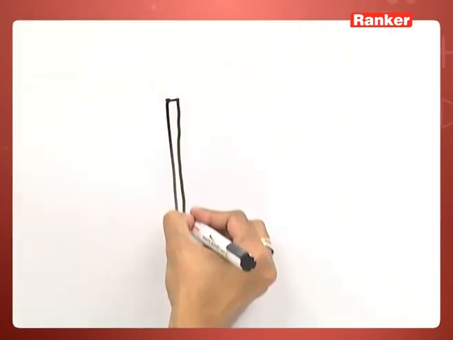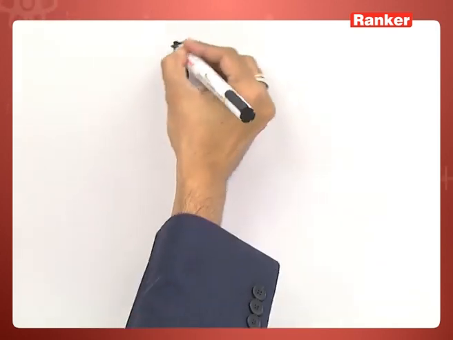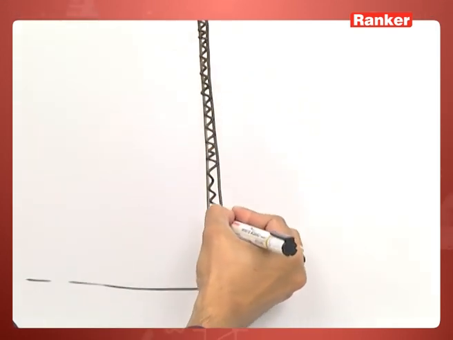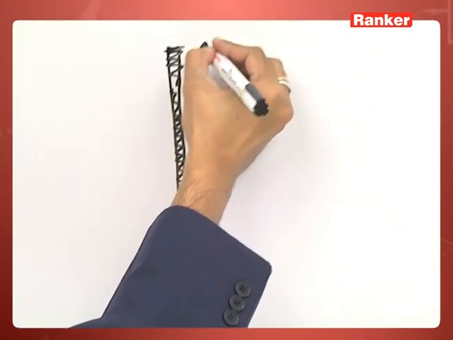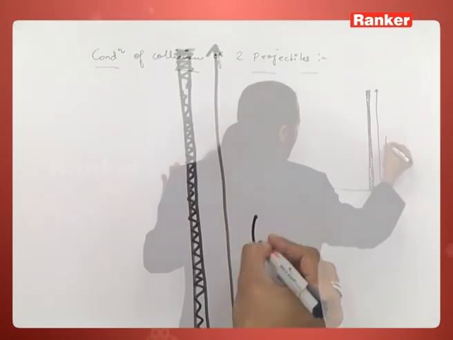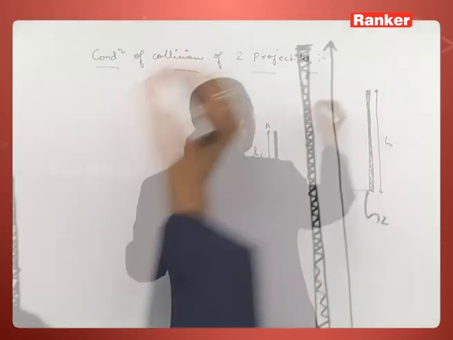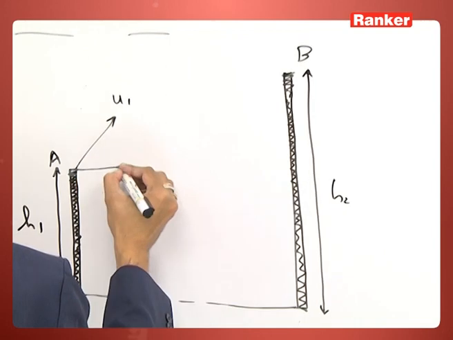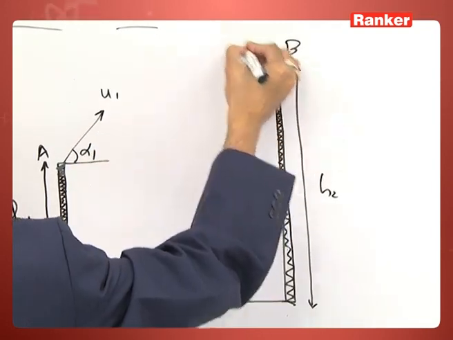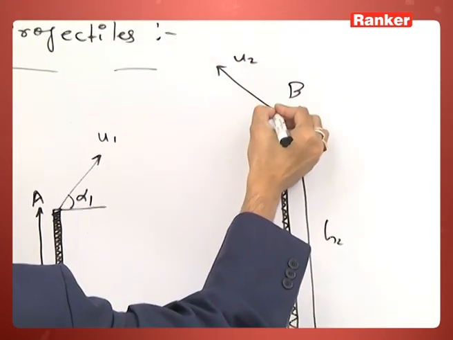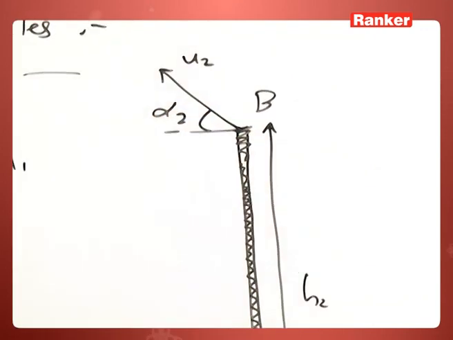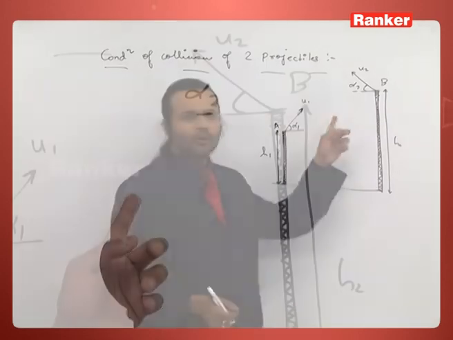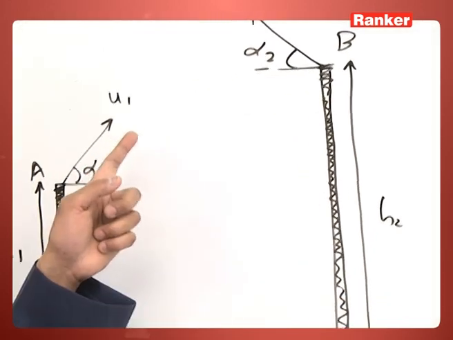Let this height be h2. Let this be point A, point B, projectile thrown with u1 at alpha 1, and let this be u2, alpha 2. Now these two projectiles will collide in air.